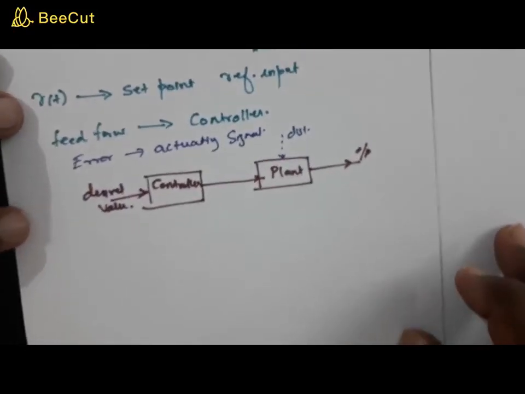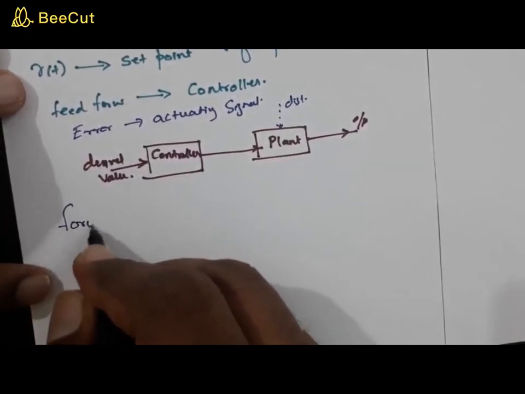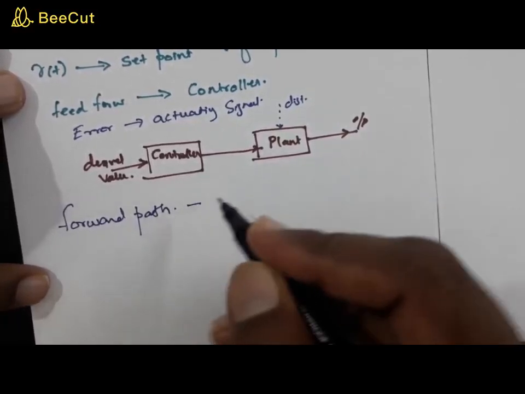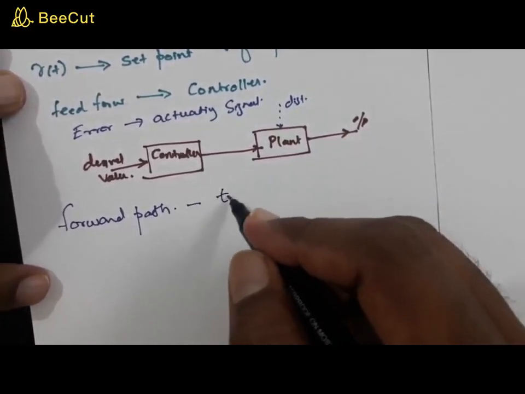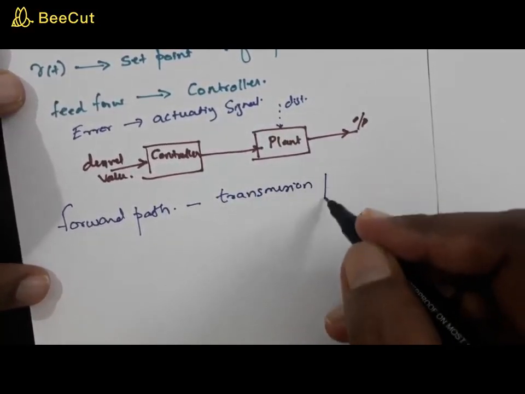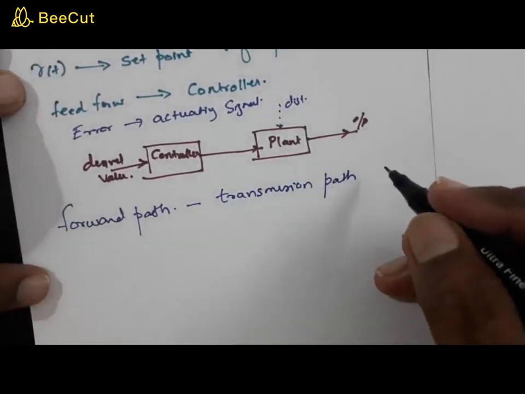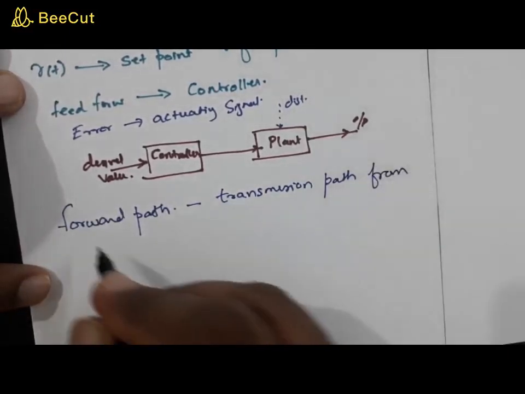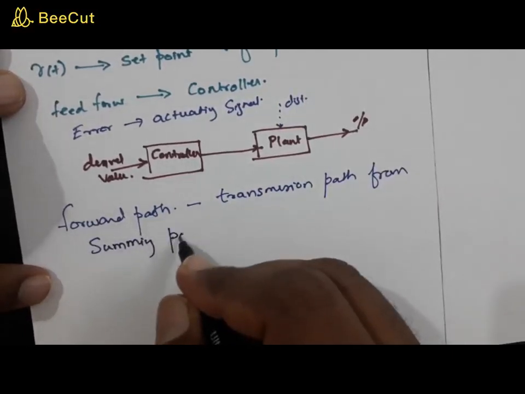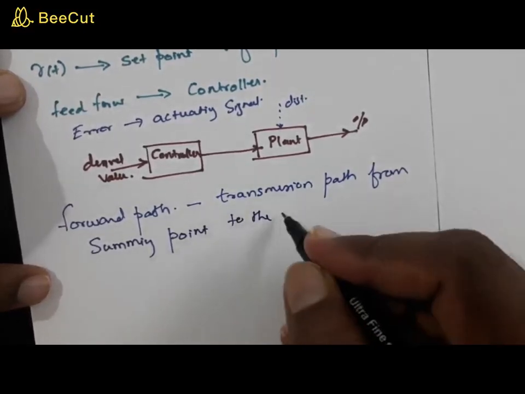Now, the next term is forward path. What is this forward path? Forward path is the transmission path. The transmission refers to the transmission of the signal. I will explain that. It is the transmission path from the summing point to the controlled output.